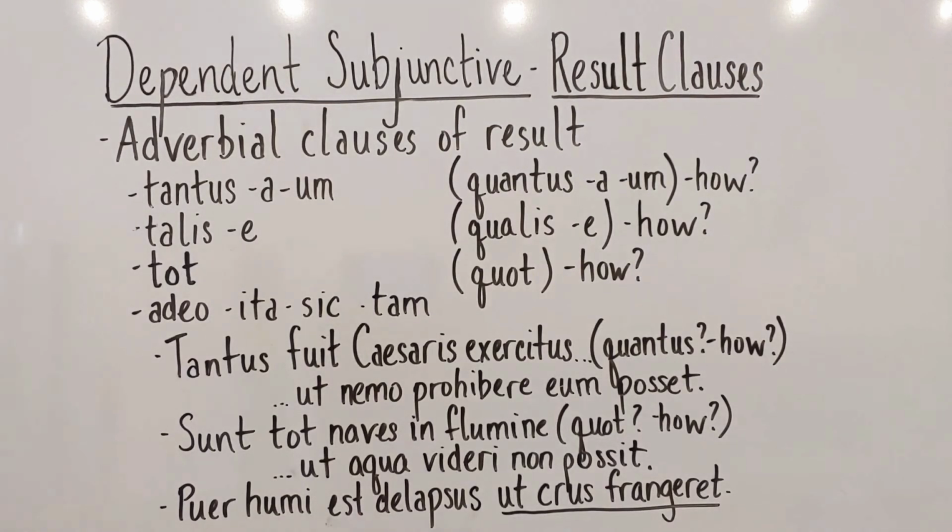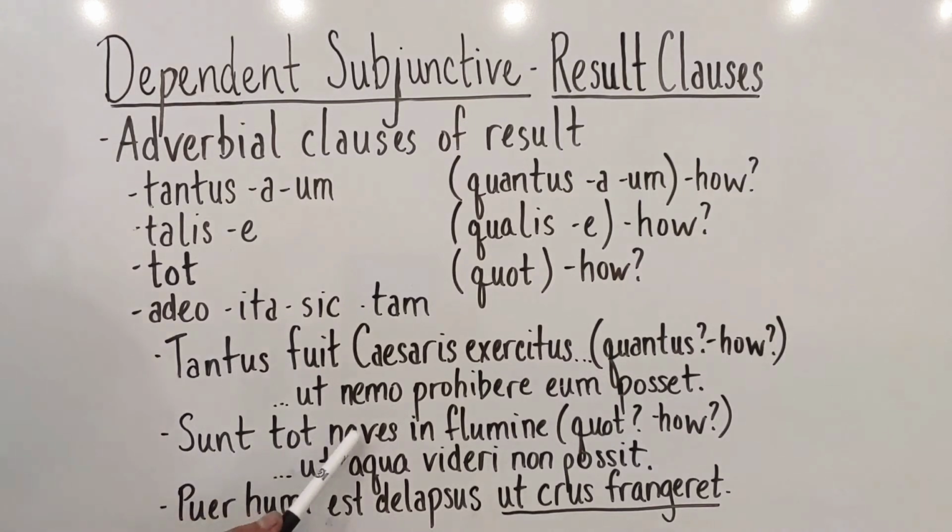These result clauses are introduced by ut for the positive, ut non for the negative, and that is different from purpose clauses. Purpose clauses are introduced by ut for the positive, ne for the negative. Result clauses, the Romans felt, were closer to the indicative because they show potential, so the negative is non. The Romans felt that purpose clauses were closer to the optative, wishing part of the subjunctive. That's more unreal and therefore uses ne. So result clauses use ut for the positive and ut non for the negative.